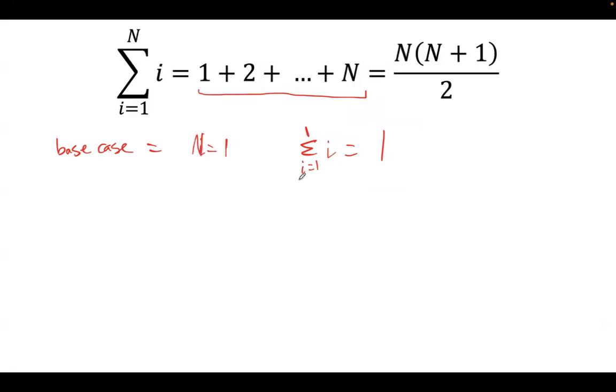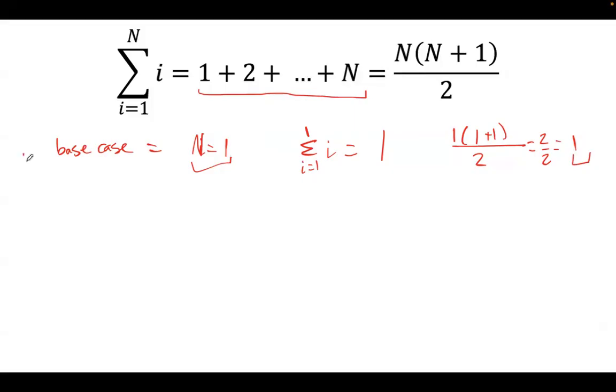So actually we'll say n equals 1. And so then we're going to plug this into the formula and make sure it makes sense. So 1 times 1 plus 1 over 2 is 1 times 2 over 2, which is 1. With me so far? So the base case for n equals 1, we know what that sum is. We can calculate it by hand. And we can plug it into the formula to verify that it is indeed 1.